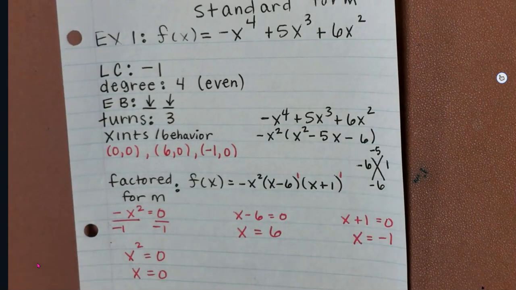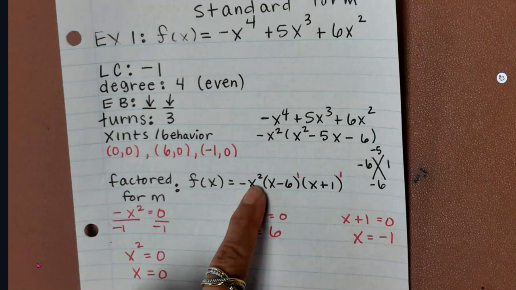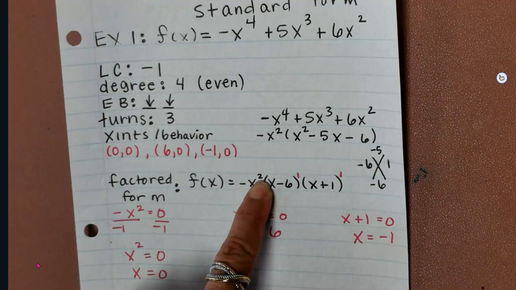But when I ask you to state the x-intercepts on this stuff, I'm never just going to ask for the x-intercepts. You always have to put the behavior to it. Behavior depends on if the factors repeat or not. So if I look here, that's a factor. That factor repeats twice. I know it repeats twice because there's a little 2 right there.